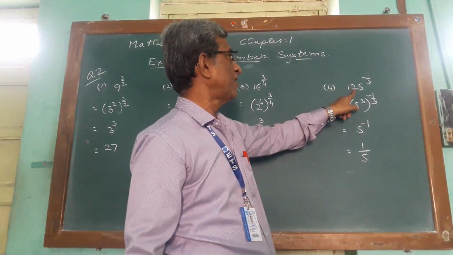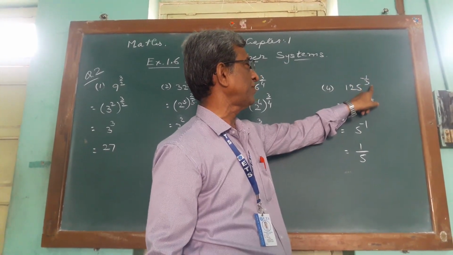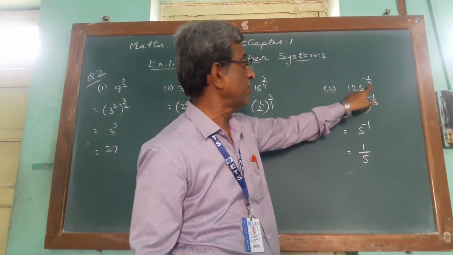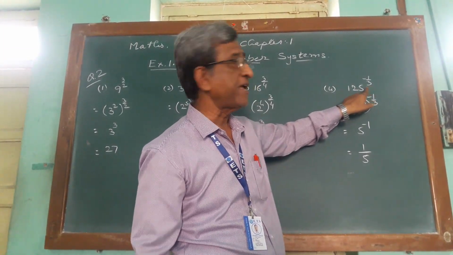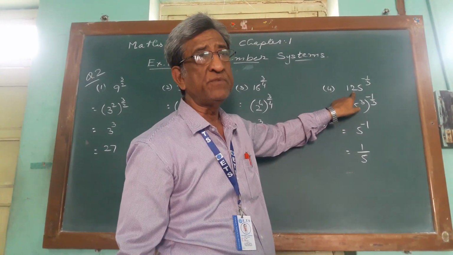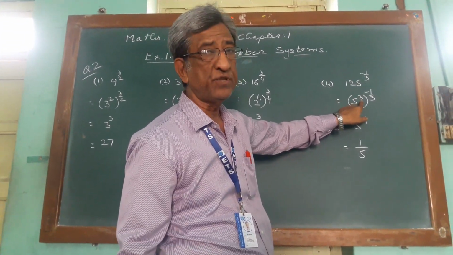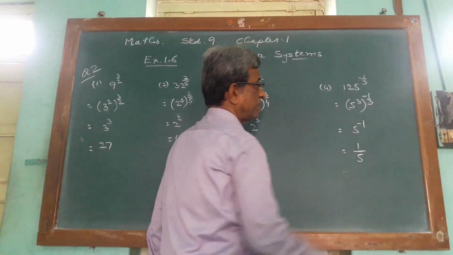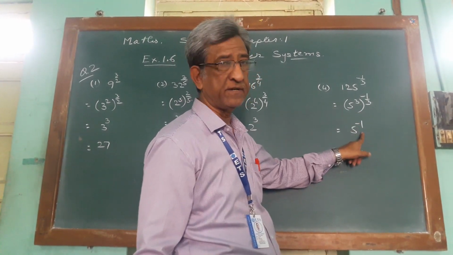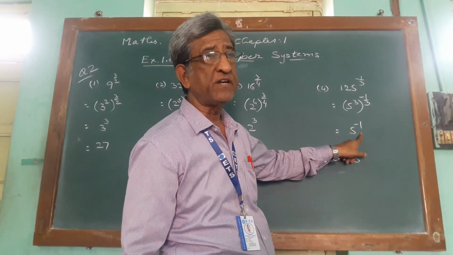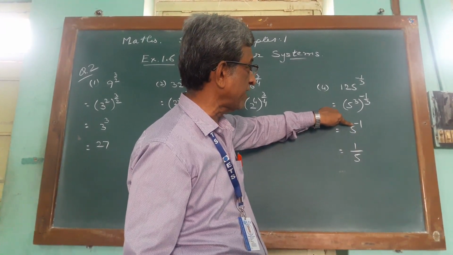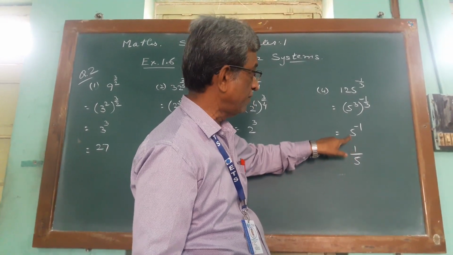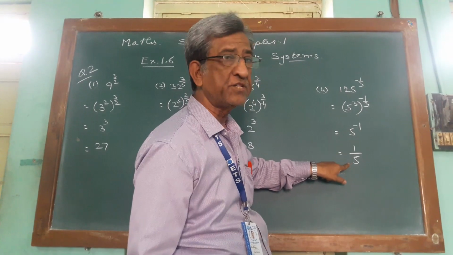Fourth one, 125 raised to minus 1 upon 3. Express 125 in the form of something raised to 3, because here there is 3. That is 5 raised to 3. 5 raised to 3 gives you 125. 3 will cancel, gives you 5 raised to minus 1. As the power is minus 1, you can take it in the denominator. So that comes to 1 upon 5. 5 raised to minus 1 and 1 upon 5 is the same.